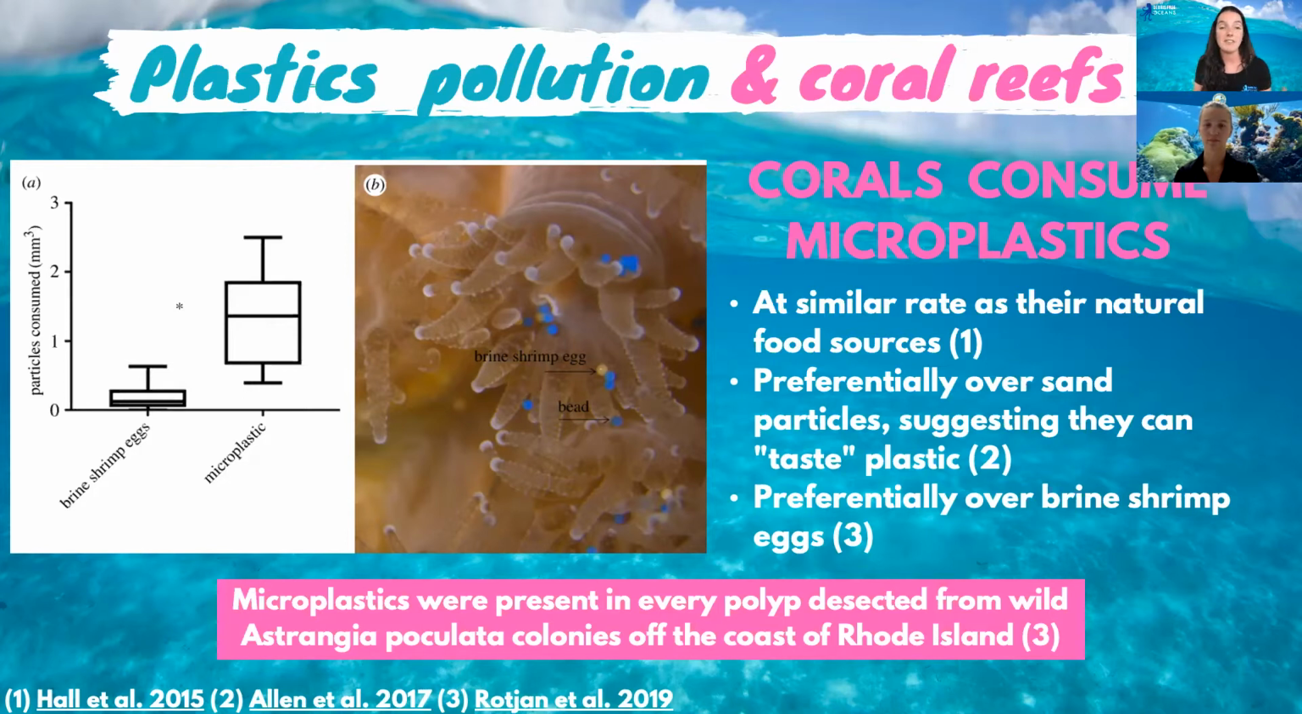So this figure on the left is from that study. You can see it's the particles consumed on the y-axis and the type of particle on the x, and microplastics, that white box, is much higher than the actual brine shrimp eggs that they were fed. And so even though these were in the lab, there is a study looking at temperate coral species. So not here in the tropics, but further north. This is off the coast of Rhode Island. It's not a reef builder, but still a coral species. And they sampled wild colonies up there and found microplastics within every single polyp that they ended up dissecting.